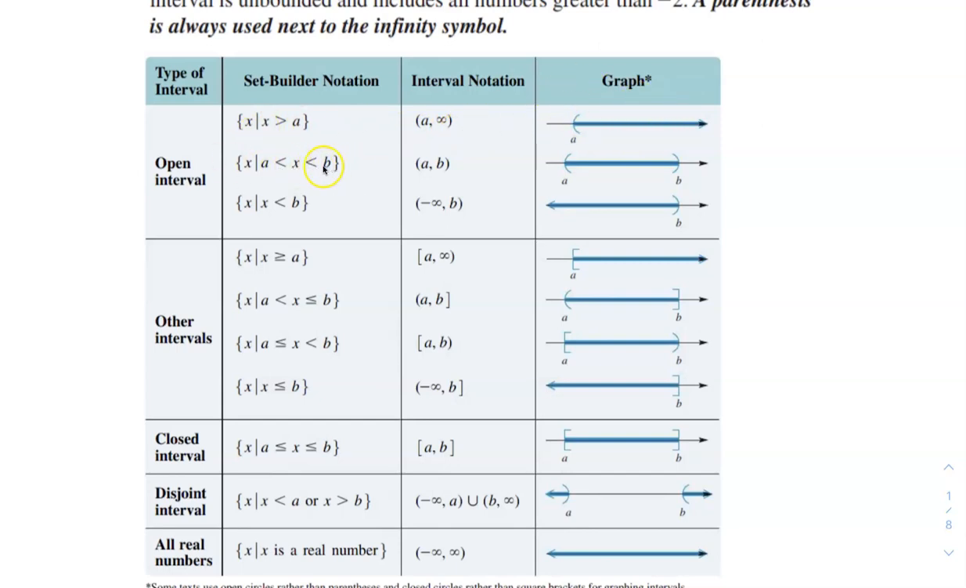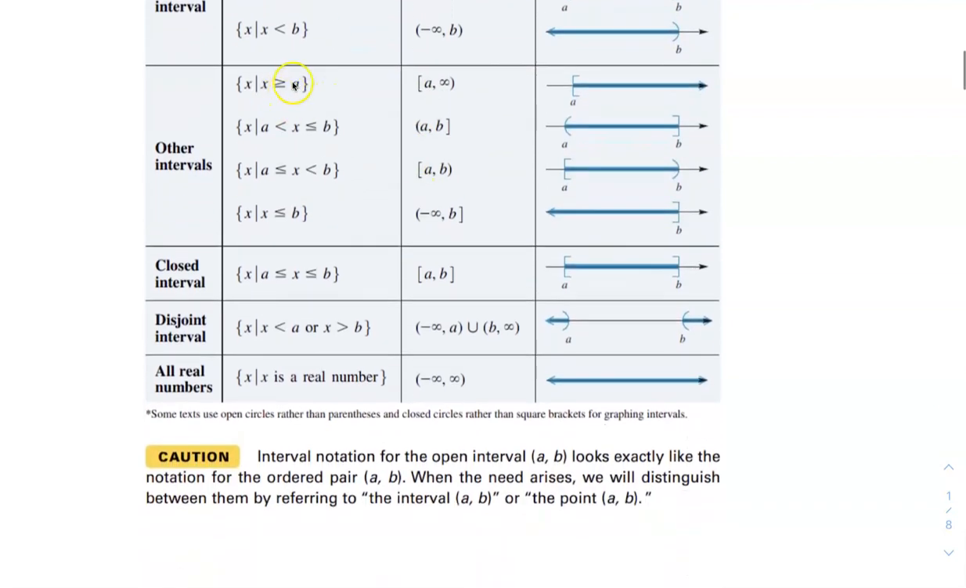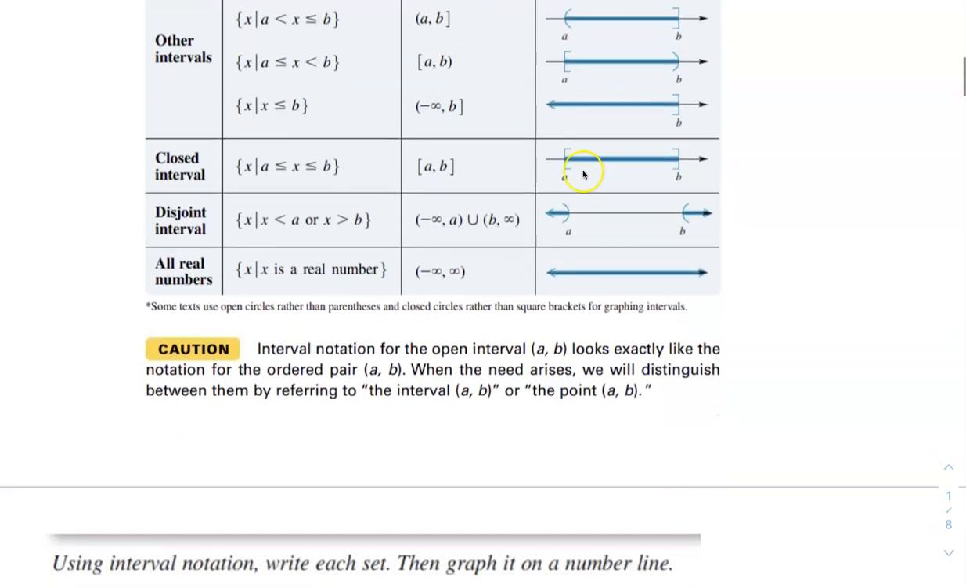If you're between A and B, but you can't be A and B, it's parentheses on both sides. So it looks like this. If you're less than B, so you're starting on the left-hand side, then it'll be -infinity all the way to B. And again, -infinity, just like infinity, you can't be it. When you see an equal to sign, that means you can be the value. So that's when we start getting the brackets. And then it's all the same from here and here.